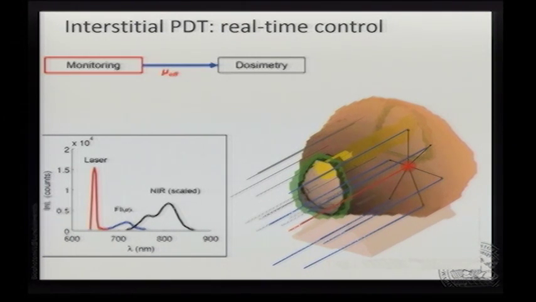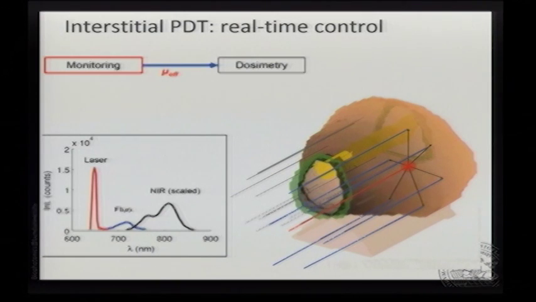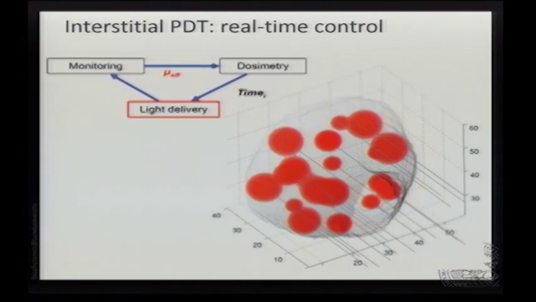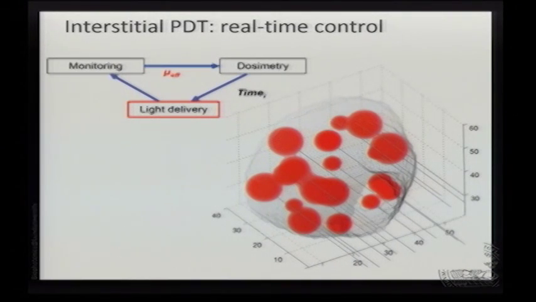Then you do that for all the fibers. We have 18 fibers here, so you do a number of measurements. It takes a minute or two, and then you get all these properties. Then you redo the dosimetry and do the calculation again: how long should I treat with all the fibers in order to treat the entire volume? Then you start treating, and after a while you stop. Now you have treated a little while, so these red blobs would be the volume that you have eradicated, ablated with PDT at that time point.